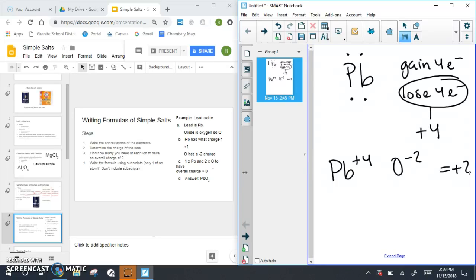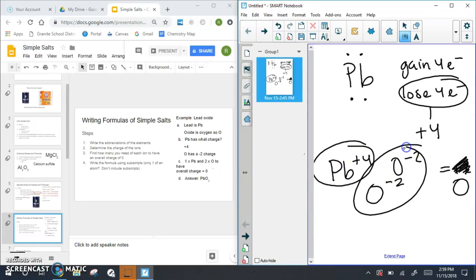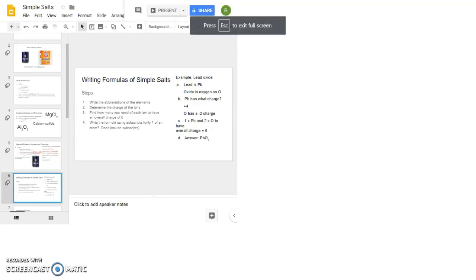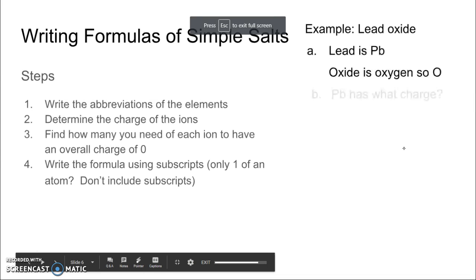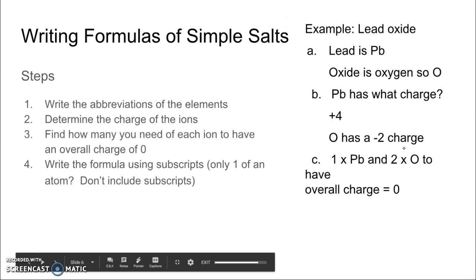So if we're too positive, let's add some more negative in there and see if we can get it to be 0. So let's add another oxygen. Oxygen has -2. Now we have -2, -2, +4. This now equals 0, and we can see that for every 1 lead, we need 2 oxygens. So we're going to go back here and say that we need 1 lead and 2 oxygens to have an overall charge of 0. If we were to write the 1 and the 2 as subscripts, we would not write the 1 because it's already implied that it's there, and we have 2 oxygens. So that's the answer for that.